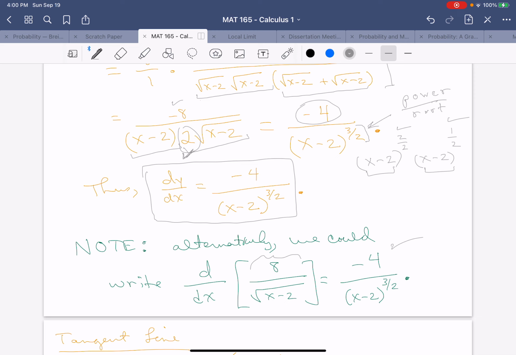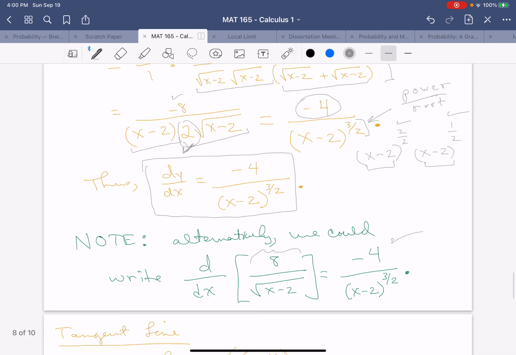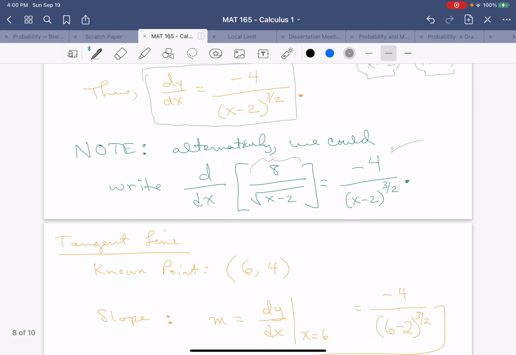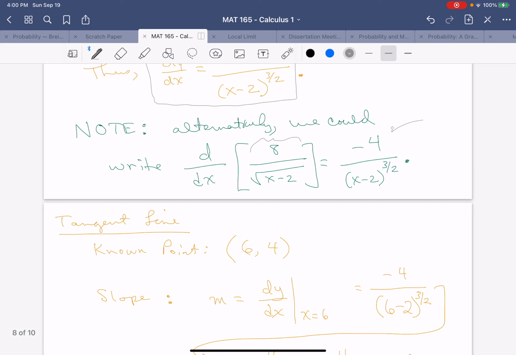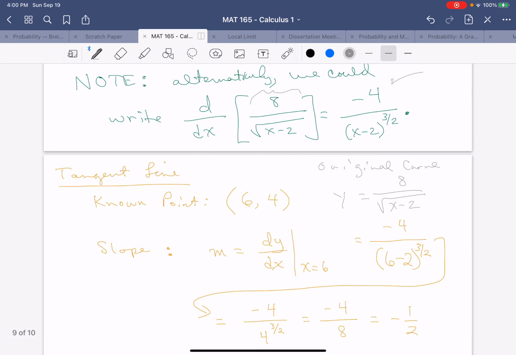Now we're going to use the derivative to find the equation of the tangent line to that original curve. Remember, the original curve is y equals 8 over square root x minus 2. So this is the curve that we're looking at, and the point 6, 4 is on that curve, and at that point there's a tangent line, and we're trying to figure out the equation of that line.